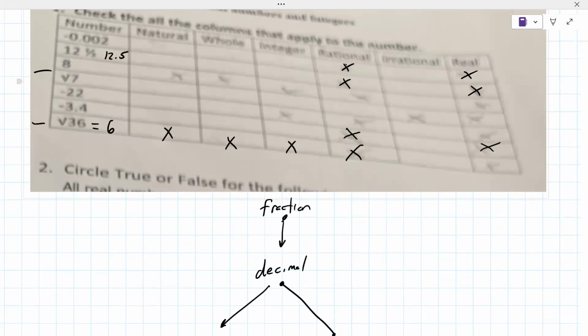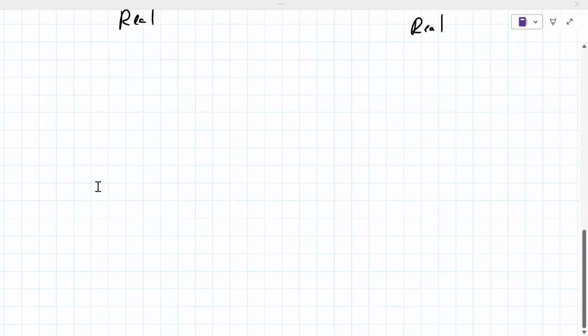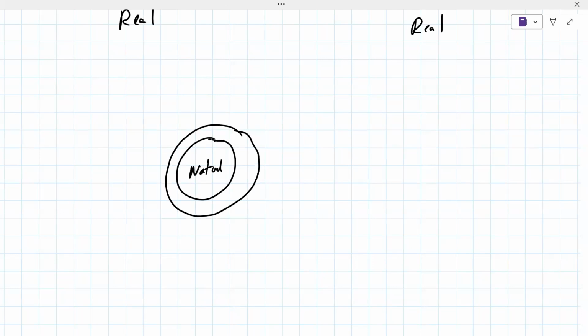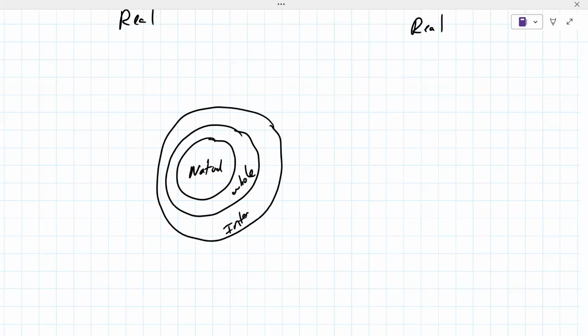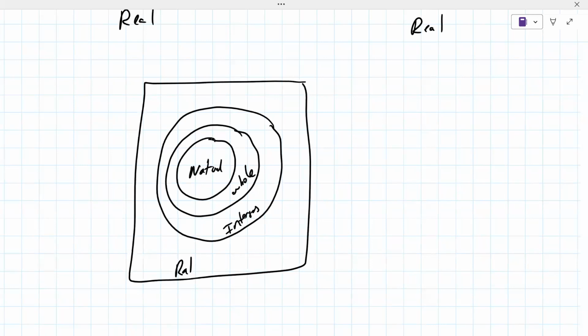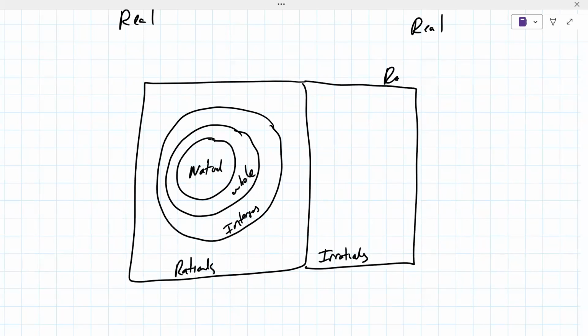So number 2 here. Well, a picture is really needed. I don't know if you've seen this before, but you start out with the natural numbers, then you add the whole numbers, then you add the integers, then you add the rationals, then you add the irrationals, and then all of these make up the real number system. Yeah, my teacher gave us one of those sheets.